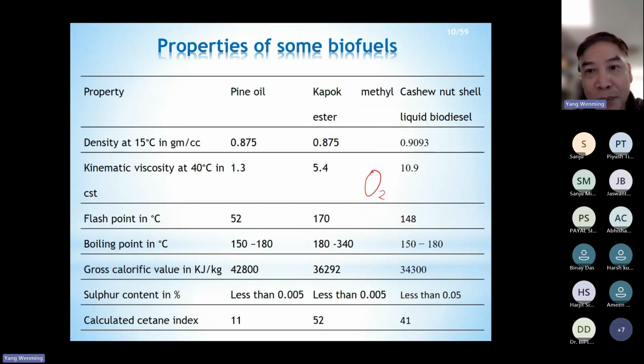So let me go back here. You can see this one is the cashew nut shell biodiesel. This fuel has very high viscosity, correct? This significantly affects the fuel evaporation, the fuel and air mixing process and the combustion process. Also the heating value is very low, right? And the cetane number is also lower than diesel fuel.